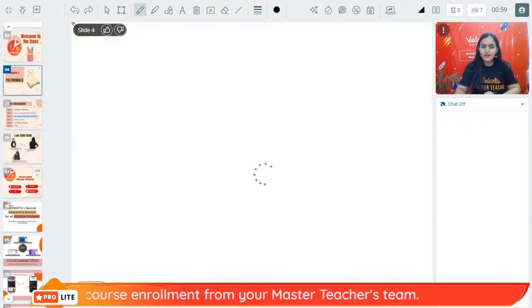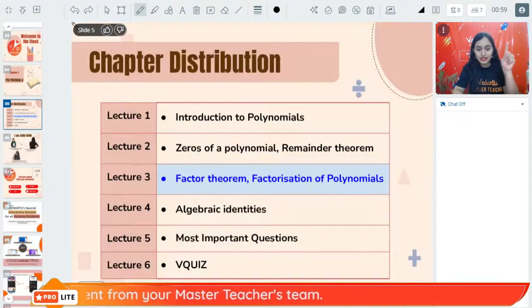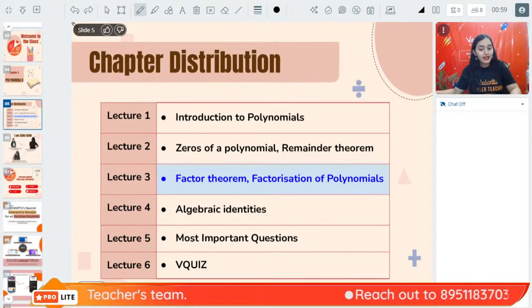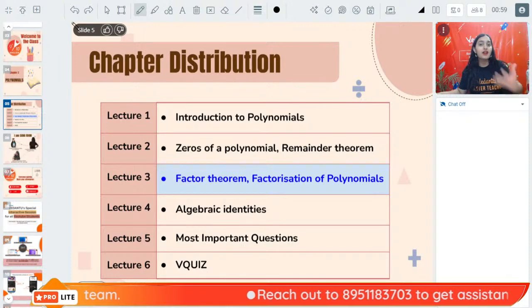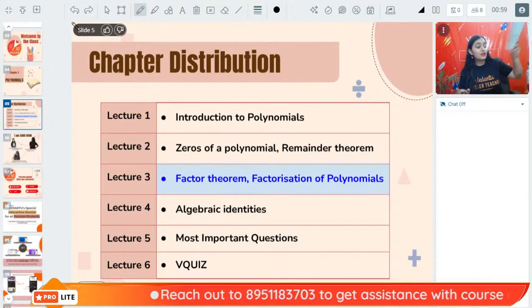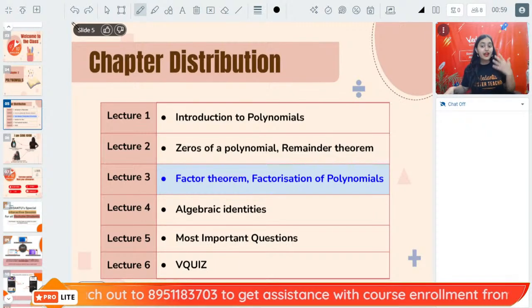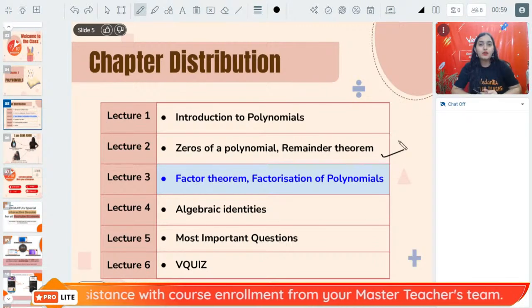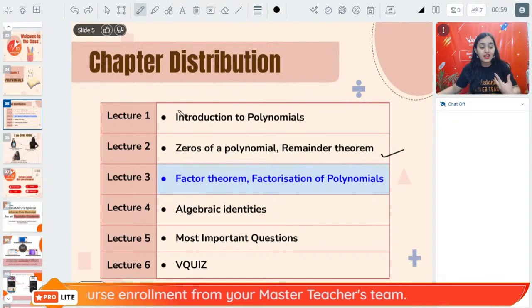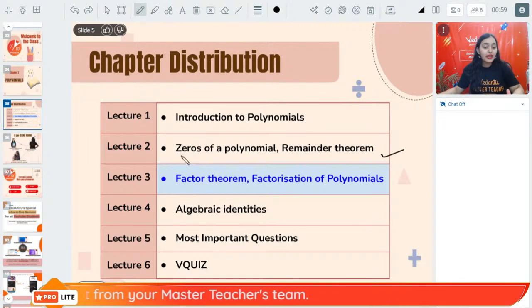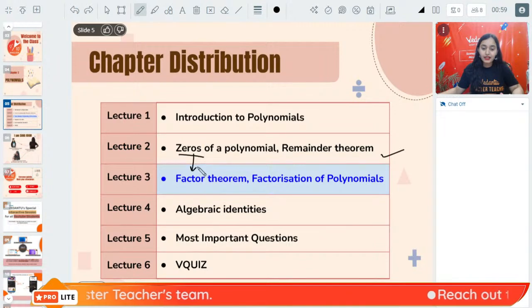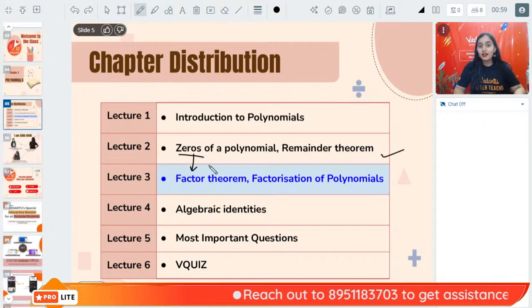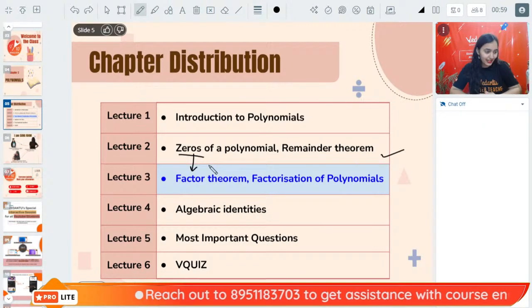Are you all excited for chapter number 2, Polynomials, lecture number 3? Well, in today's lecture, we will be learning about the factor theorem and factorization of a polynomial. In the last class, we learned about zeros of a polynomial and finding zeros with the help of the remainder theorem. Now, in today's session, we know what a zero is. We will get to know how we can use a zero to find the factors of a polynomial, or let's say another, easier method of finding the factors of a polynomial, right?